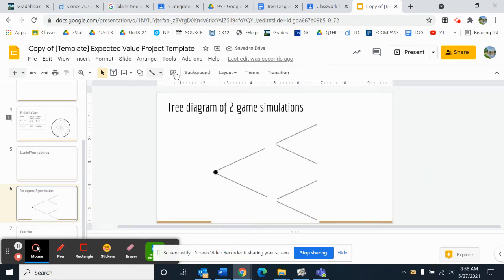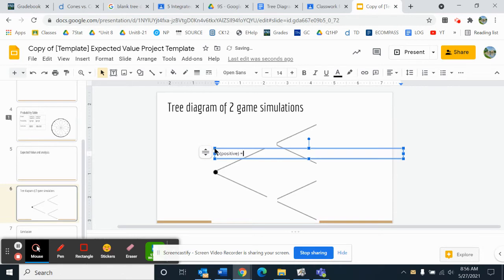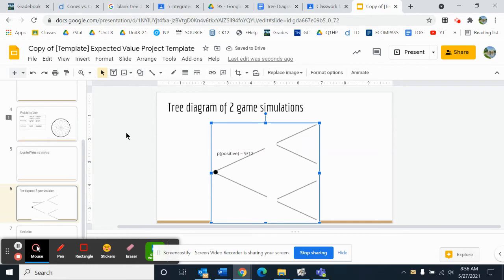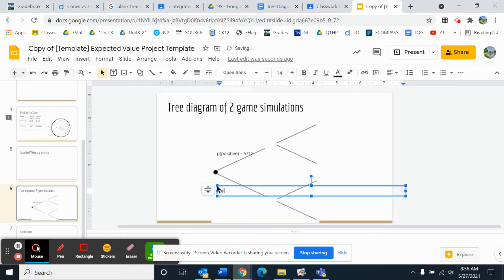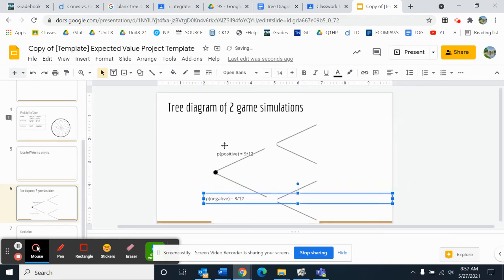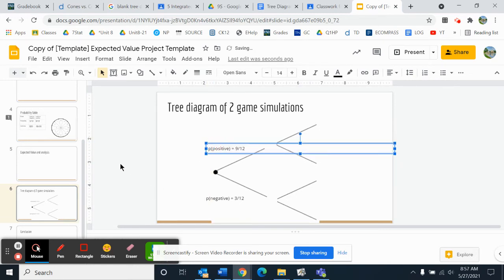Okay, and then now that we have this tree diagram, you can arrange it as a size that you prefer. And then what we need are text boxes. This would be probability of positive, which equals 9 out of 12. And then we also need a text box down here for the probability of a negative number. And that was 3 out of 12. And you can move the text boxes around so you can fully see the probability without it overlapping on the lines.